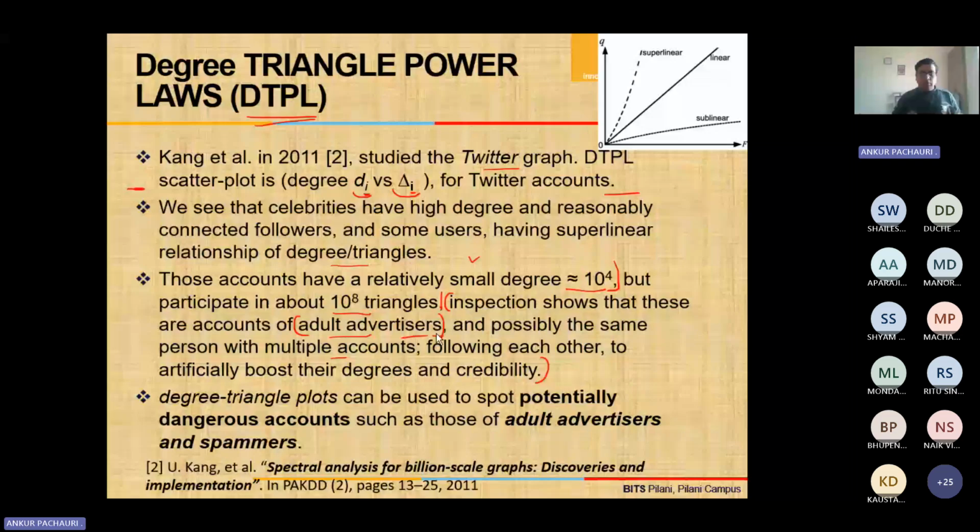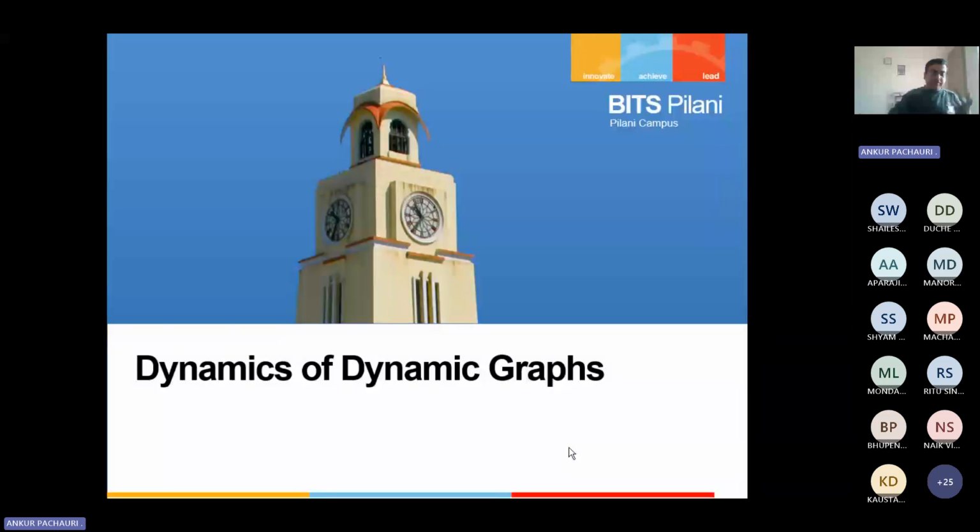So we can also utilize this triangle and other power laws for our own activities. Degree power law plots can be used to spot potentially dangerous accounts such as adult advertisers or spammers. He did nothing special. He just plotted two things in a graph after performing web scraping, and then he got the paper published. Even that minor work was published.